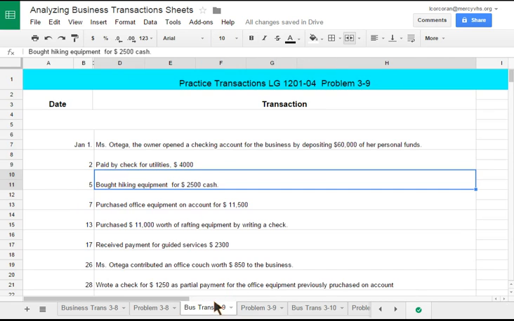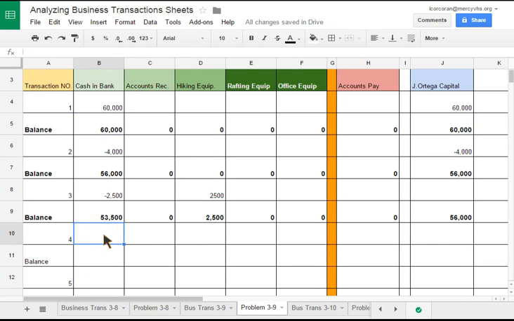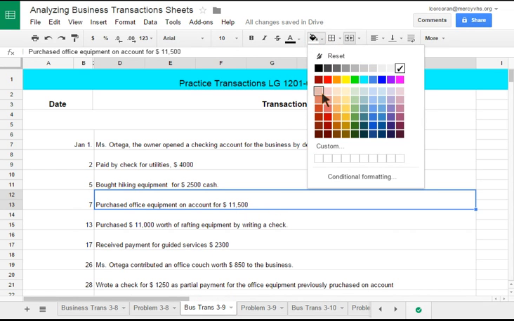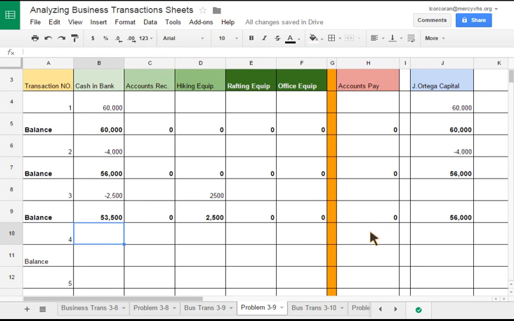So this will be the last transaction that we do together. It's the 4th transaction, purchased office equipment on account. So now I'm purchasing the equipment on account for $11,500. So when I go and do that, I didn't buy it with cash. I purchased it on account. So I know last time we kind of highlighted this to show that the words on account are in this. I looked for the word purchase, so I know that it's an accounts payable.